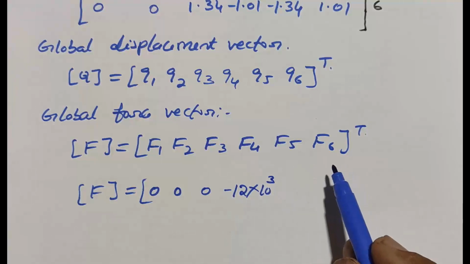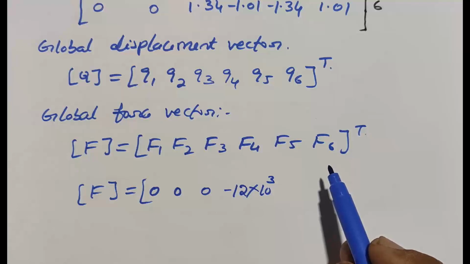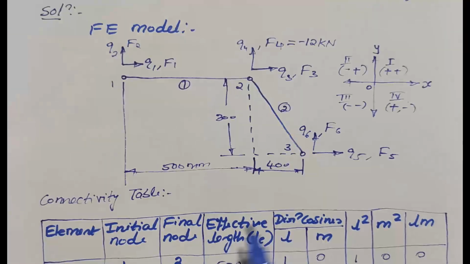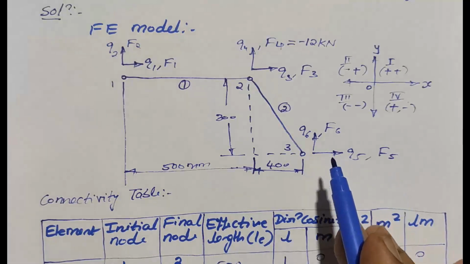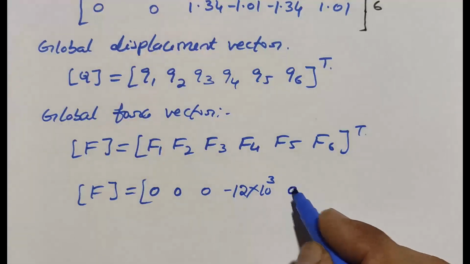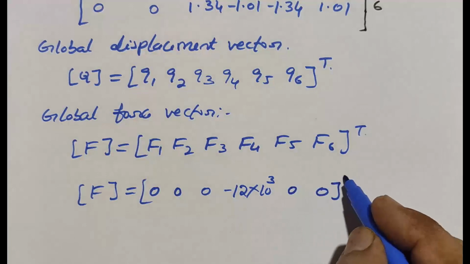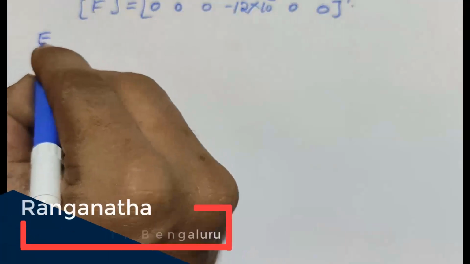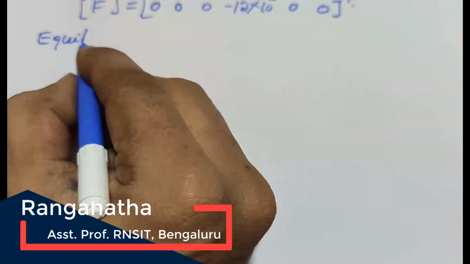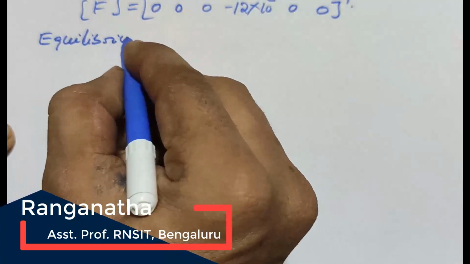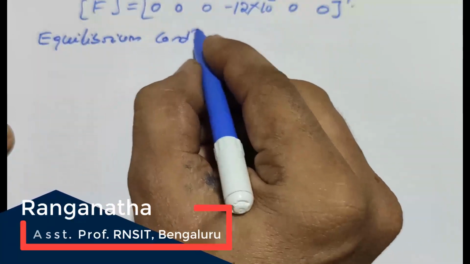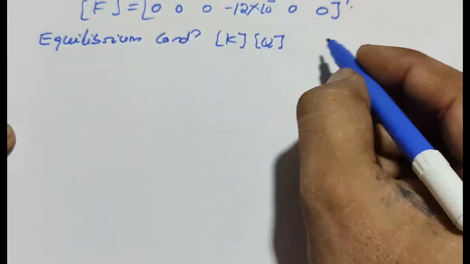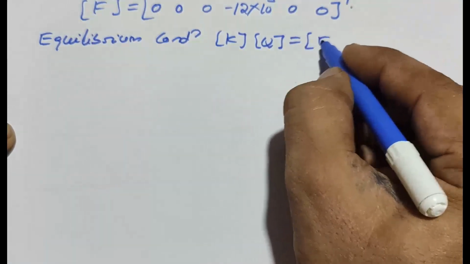F5 and F6, it is a nodal force acting at node number 3. See the figure, at node number 3 we don't have any applied force. Therefore this F5 and F6 becomes 0. So F5 is 0, F6 also 0. This is the nodal force vector. Next is equilibrium condition. K into Q is equal to F.